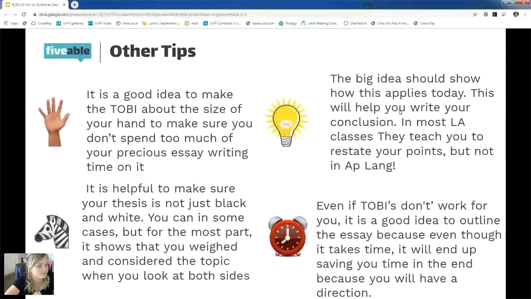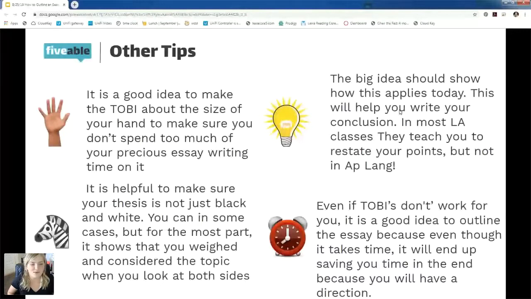But it will end up saving you time because it gives you direction, it gives you somewhere to go instead of just writing really fast and then running out of ideas and then wanting to backtrack, but it's too late because you already are 3 paragraphs in. So there's some of my advice.